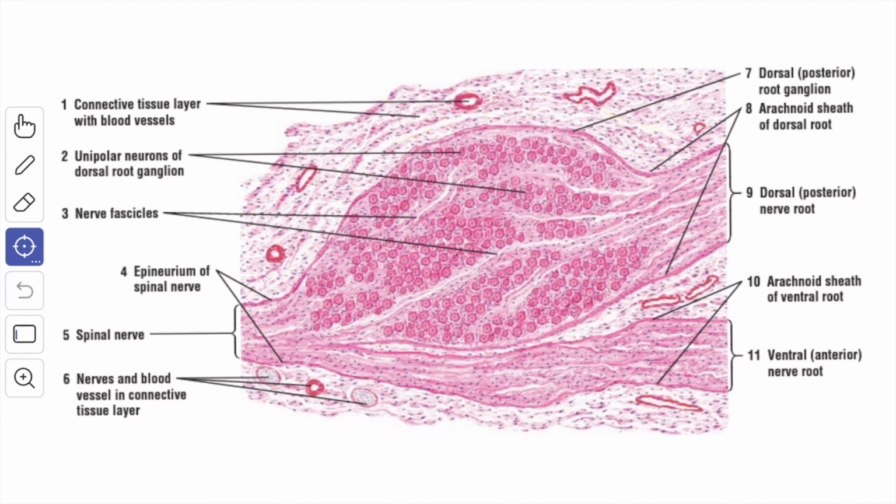When you see the cell body of each neuron, it is surrounded by a layer of flattened capsular cells or satellite cells. Outside the satellite cells, there is a layer of delicate connective tissue. The entire ganglion is pervaded by fine connective tissue. The ganglion is covered on the outside by a connective tissue capsule. So this is the outer connective tissue capsule.